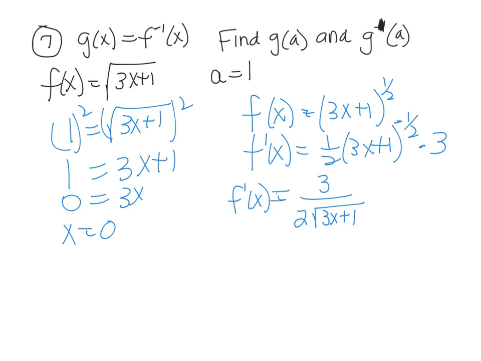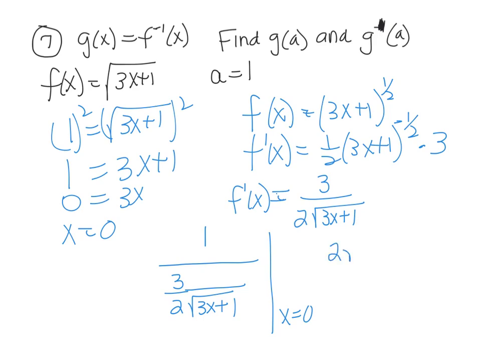Okay, now to find the derivative of the inverse, I'm going to do 1 over 3 over 2 square root of 3x plus 1, right? And I want to evaluate that at x equals 0. Right, so when you divide by a fraction, you just multiply by its reciprocal. So I've got 2 times the square root of 0 plus 1 over 3, which is 2/3. So what did we find? Well, we found g prime of a, which is 1, and that was 2/3.